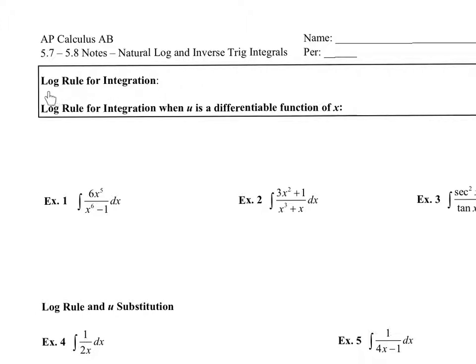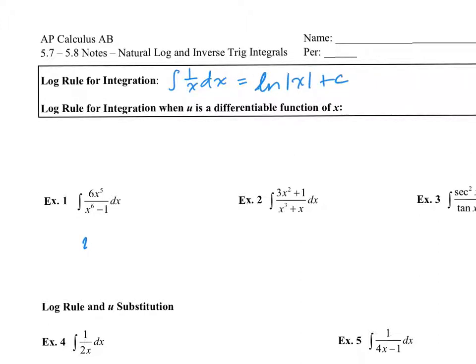So let's start by reviewing the log rule for integration that you have seen before, which says the following: the integral of 1 over x dx, remember the power rule didn't work in this case, was equal to the natural log of the absolute value of x plus c.